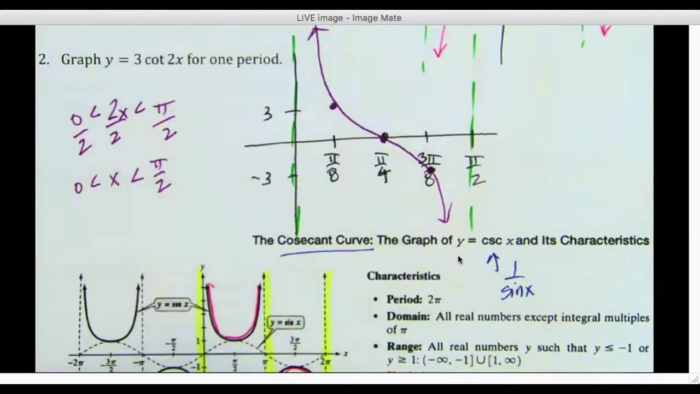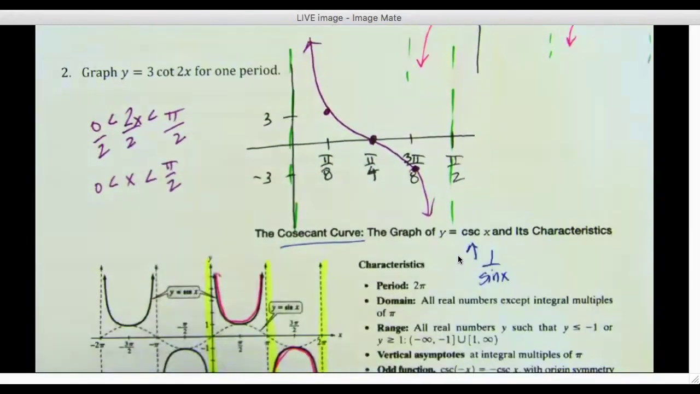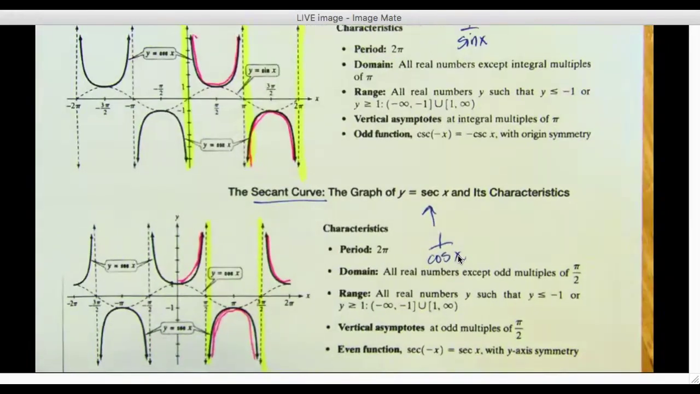All right. So we've done an example of tangent and cotangent. Here are the graphs of secant and cosecant.